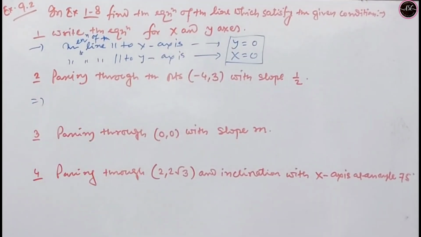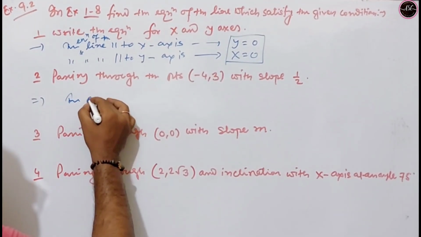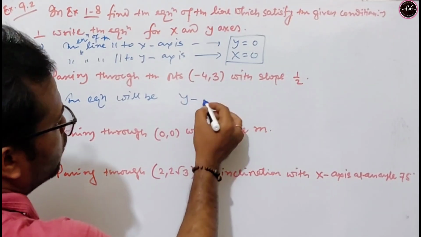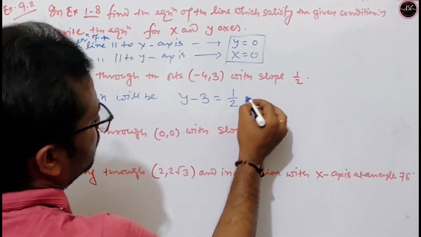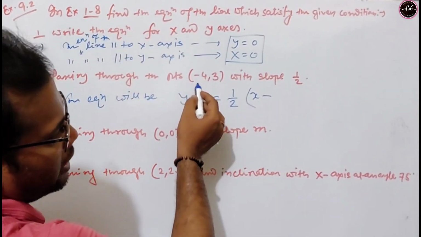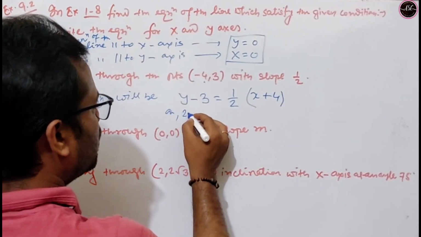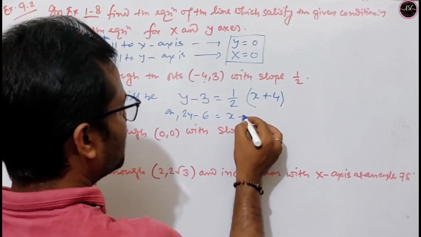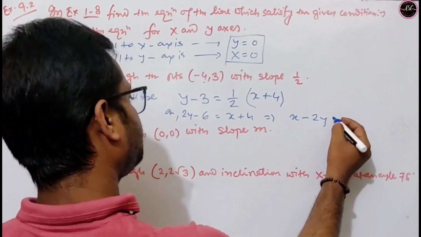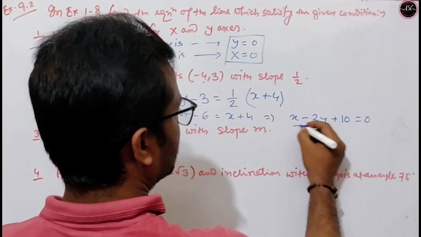Now for this, passing through the point (-4, 3) with slope 1/2, the equation will be y minus y1 equal to m into x minus x1. Here y1 is 3, m is 1/2, and x1 is minus 4, so that will be plus 4. So it will be 2y minus 6 equal to x plus 4, which implies x minus 2y plus 10 equal to 0. That will be your answer.